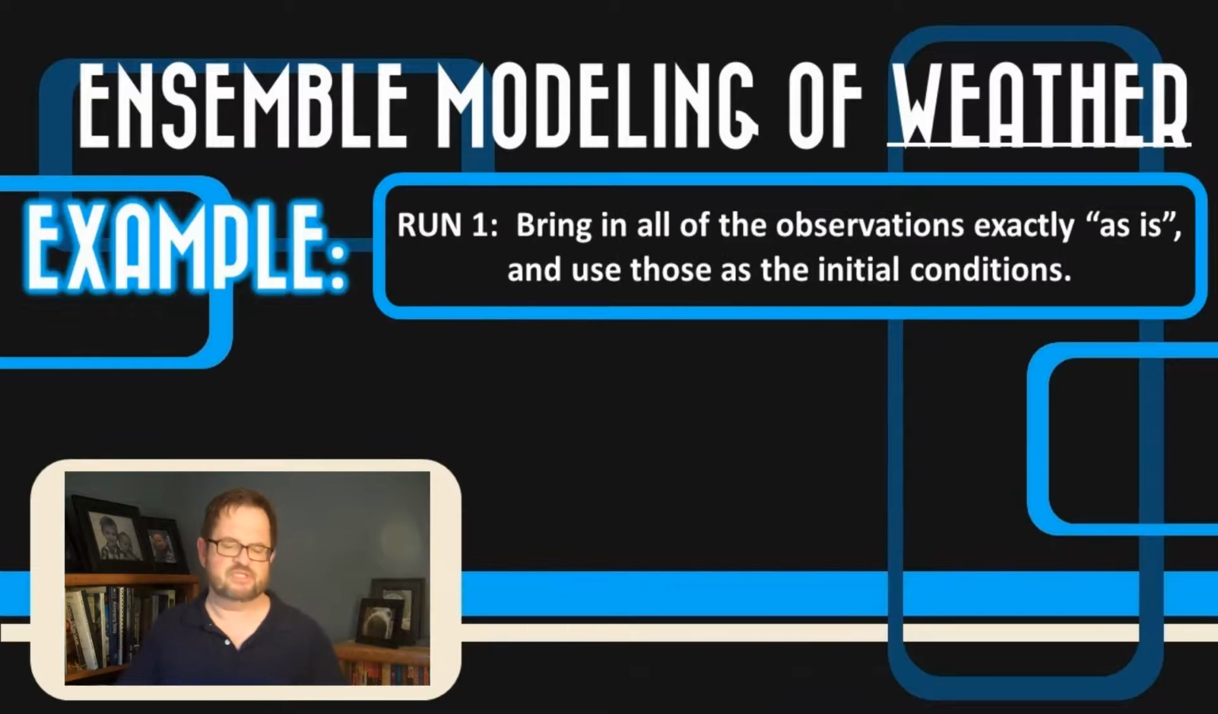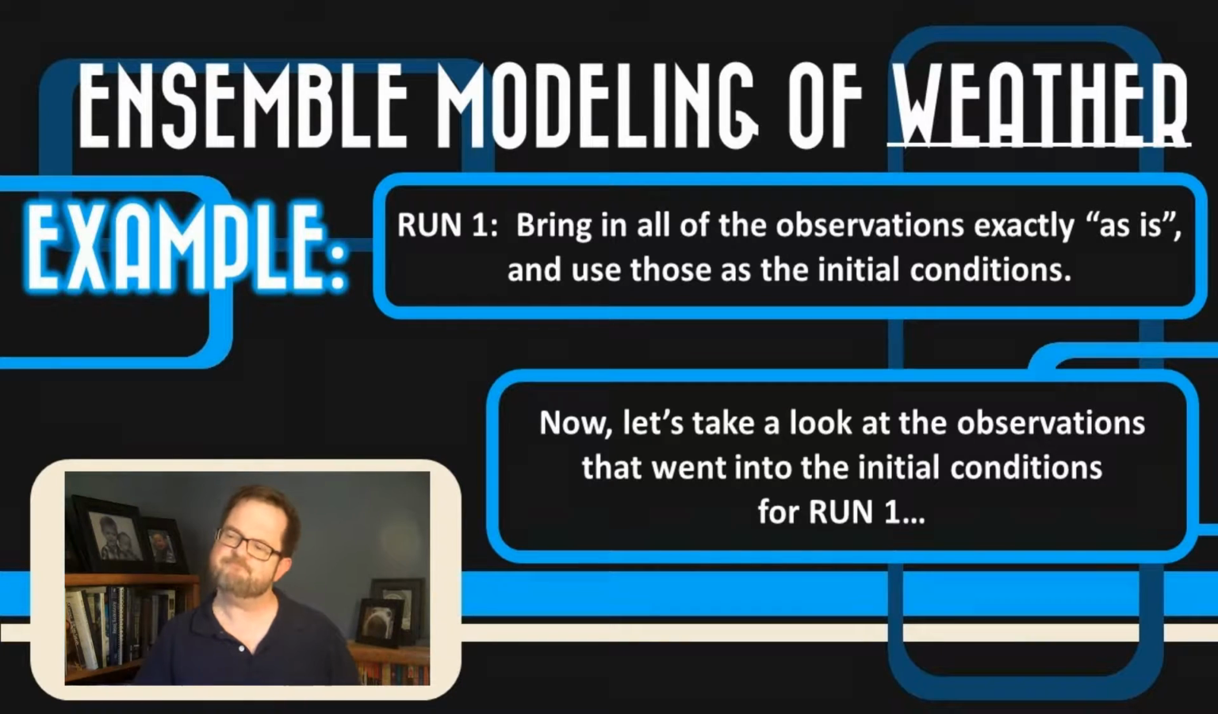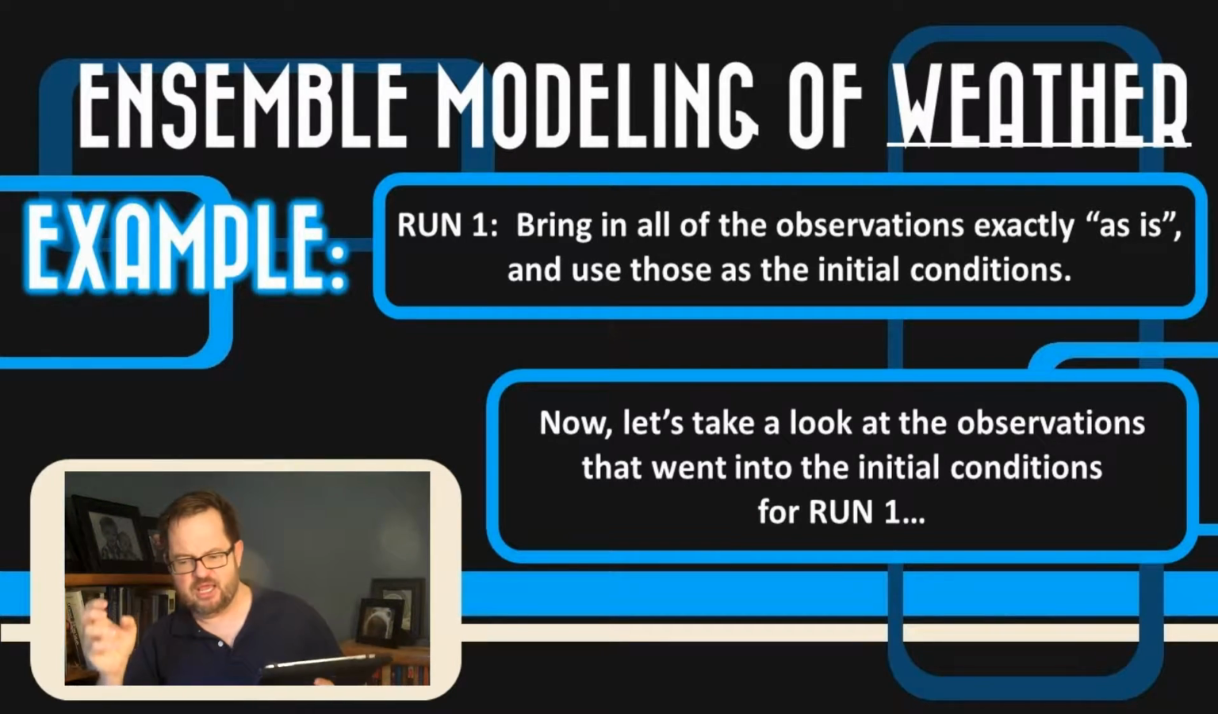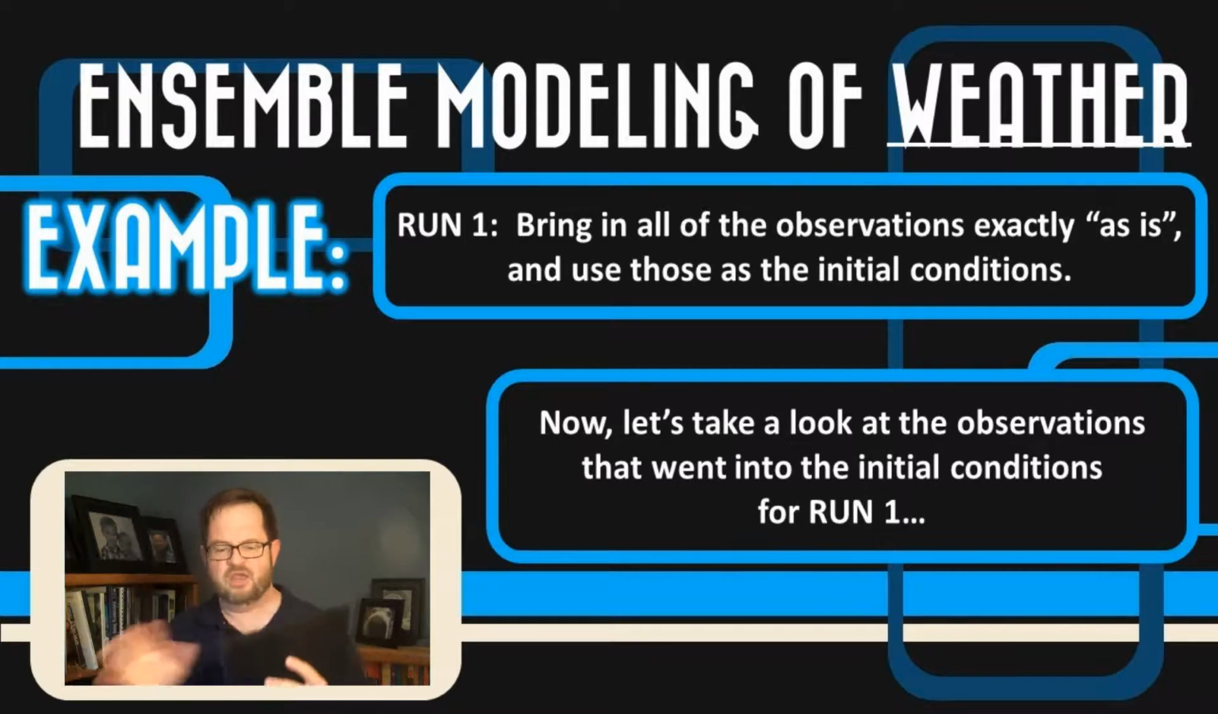Let me show you how we would do this as kind of an example here. Let's say we take in all the observations exactly as they are and just bring them in and compute initial conditions. Okay, so we go and we get all the observations, and we're going to call this run 1, just to give it a name. So we took all available current temperatures and dew points and pressures and humidities and everything else, and we're going to make a set of analyses, and we're going to use that as input to our model.